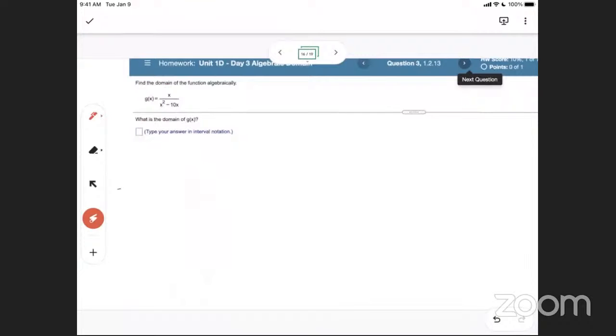Well, the domain of a function, when you have a rational function like this, you can't divide by 0. So all I have to do is say that x squared minus 10x, that's the denominator, right? Cannot equal 0. So let's solve it for when it does equal 0. When does x squared minus 10x equal 0? Well, to solve this, I'm going to factor an x out.